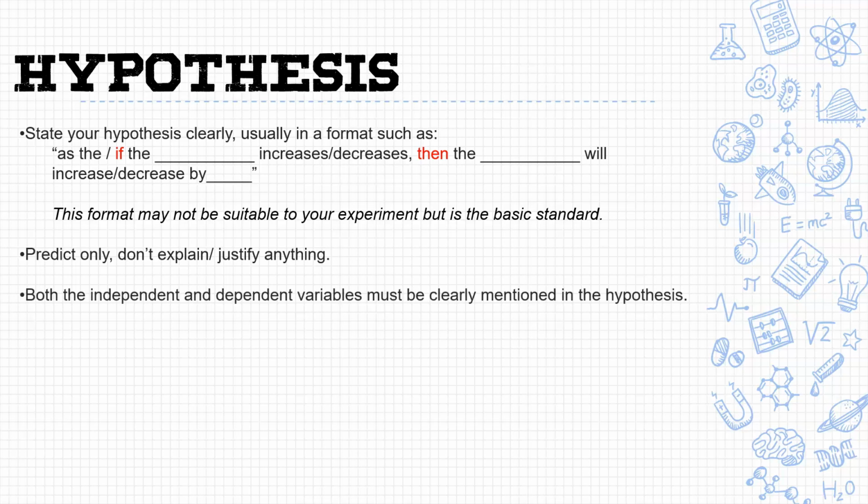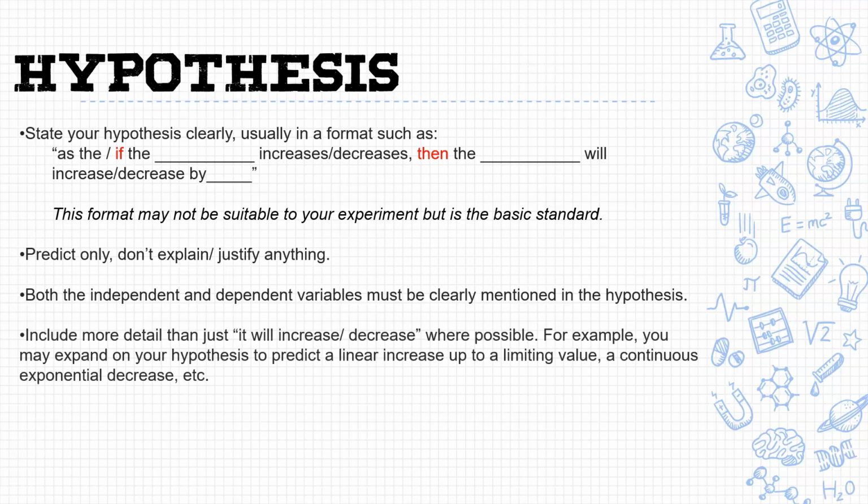Independent and dependent variables must be clearly mentioned in the hypothesis. And ideally, include more detail than just saying it'll increase or decrease. That's a very lower level, like middle school era method. Often they're taught just to say it will increase or decrease. But for us, that's a little bit too basic. I would rather see some sort of relationship.